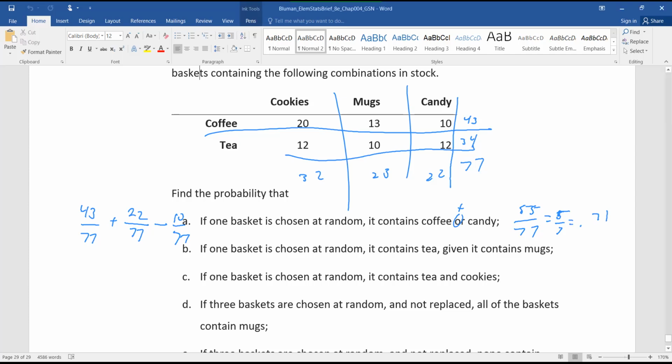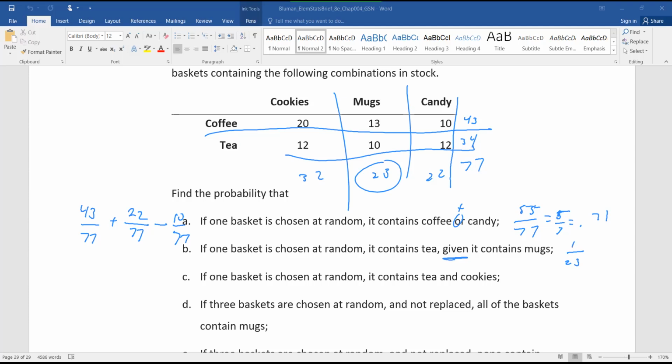Same process on this next one. If one basket is chosen at random, it contains tea, given it contains mugs. So this part right here, we talked about this in the previous section. If it's given, that means that already happened. So I have to assume that it's going to contain mugs. How many contain mugs? So that's your bottom number now. Now that I know it's got mugs, how many of it has tea?